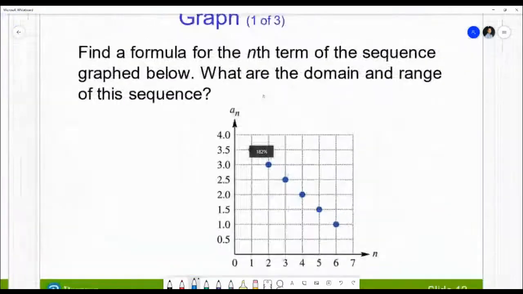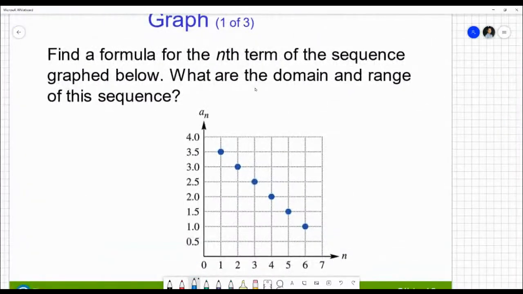All right, it asks us to find the formula for the nth term of the sequence graphed below. What is the domain and range of the sequence? Okay. So let's look here. The first value is 1. So here, that's my first term. So a1 is equal to 3.5. a2 is equal to 3.0. a3 equals 2.5. So that's just these points right here.